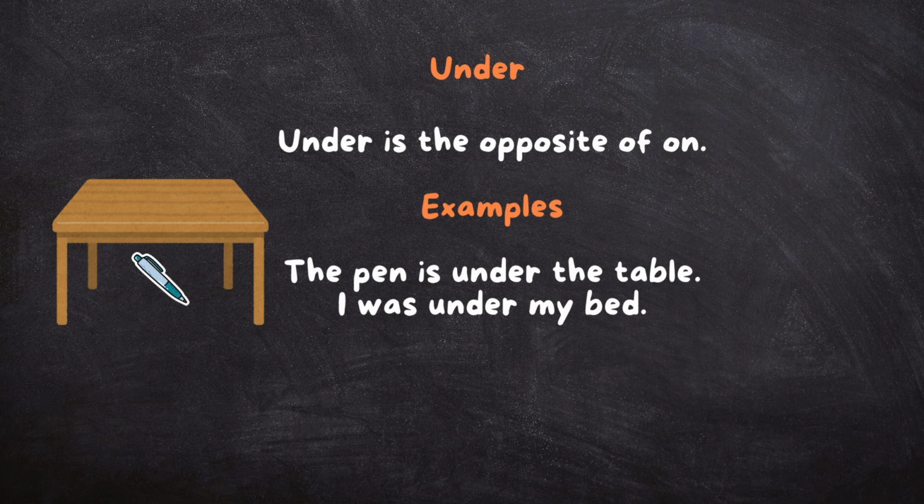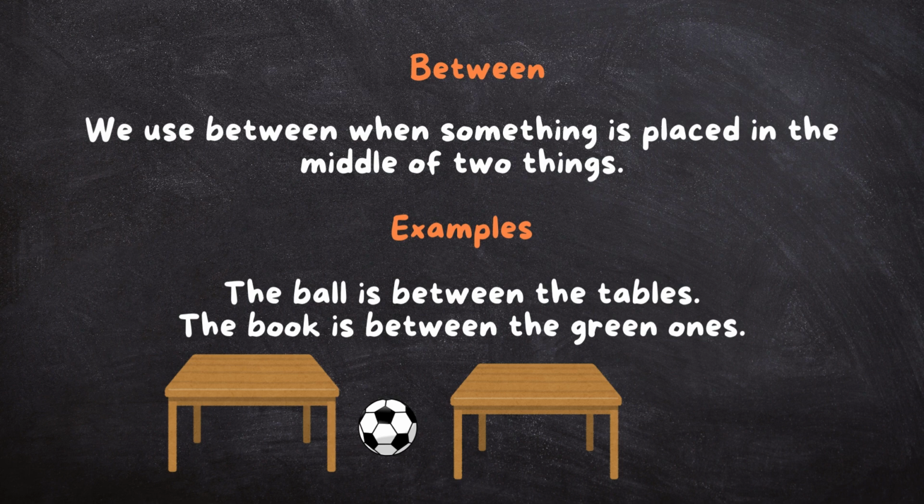We move on to between. We use between when we place something in the middle of two things. Examples are: the ball is between the tables. The book is between the green ones. As we see in both of these examples, the ball and the book were placed in the middle of two things, as in tables for the first example, and the green books as in the second example. So use between when you want to talk about placing something in the middle of two other things.